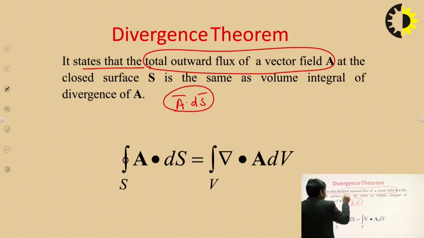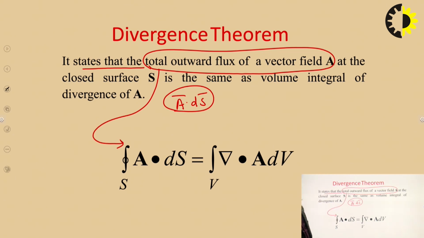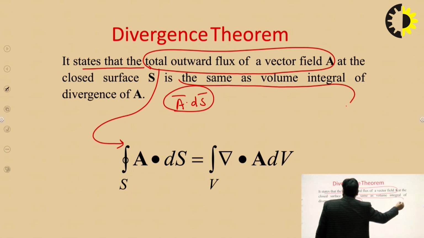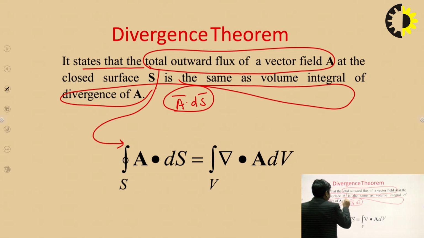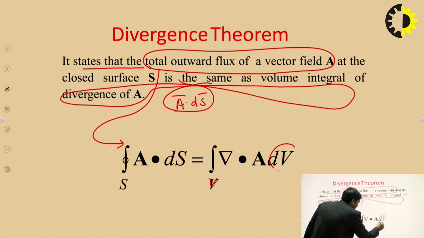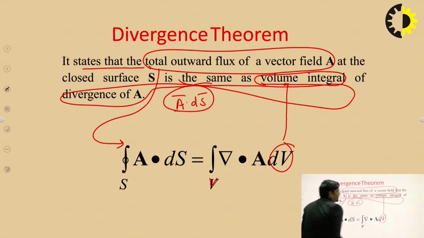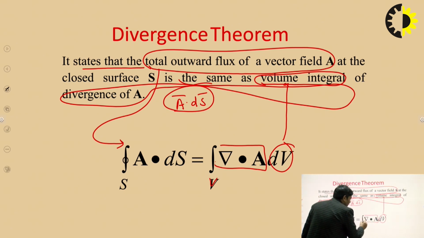So what is the significance of the total outward flux? We calculate it by the surface integral of A dot ds. The total outward flux of A is equal to the volume integral of the divergence of A. What is the significance of this? This is the volume integral, the volume integral of divergence. So how do we calculate the divergence? Del dot A. So this is the method.